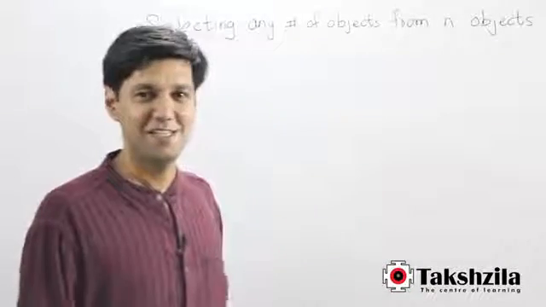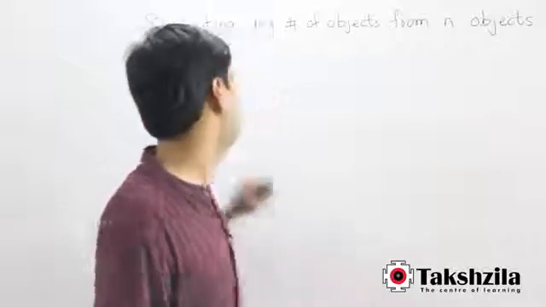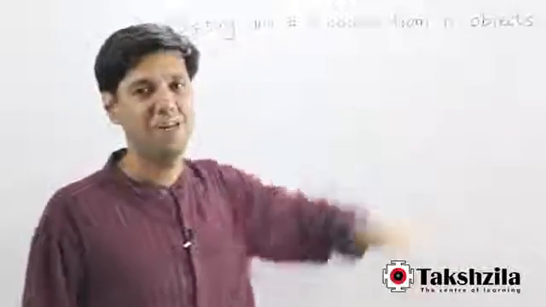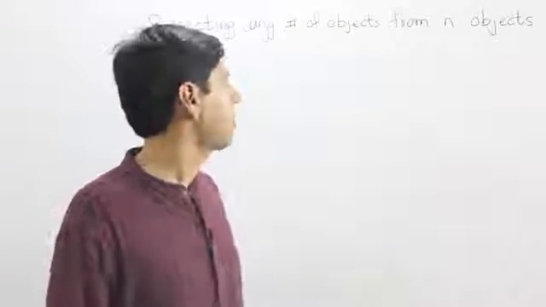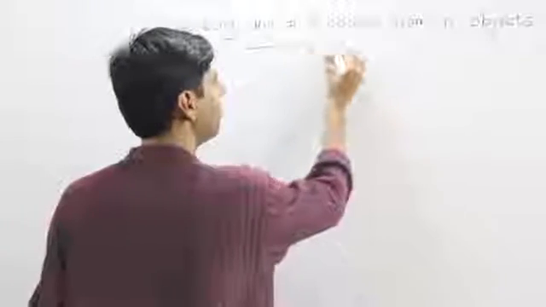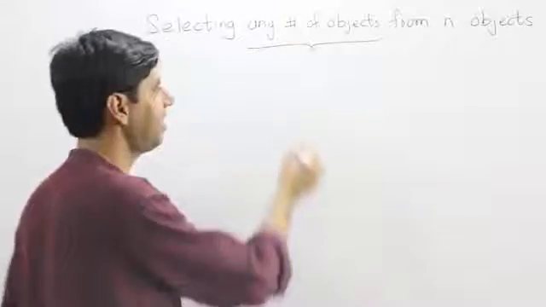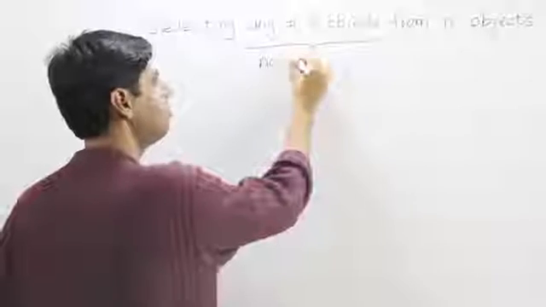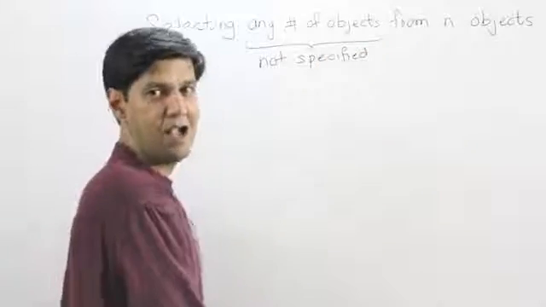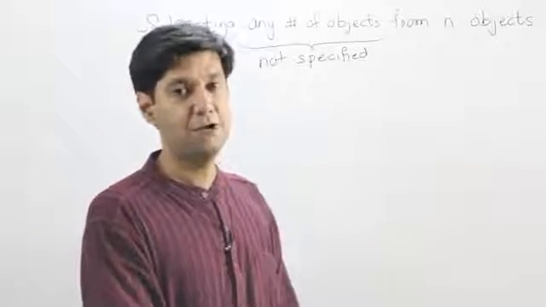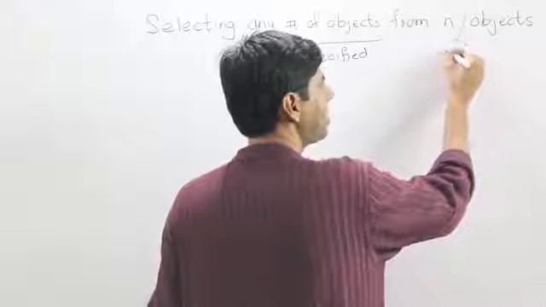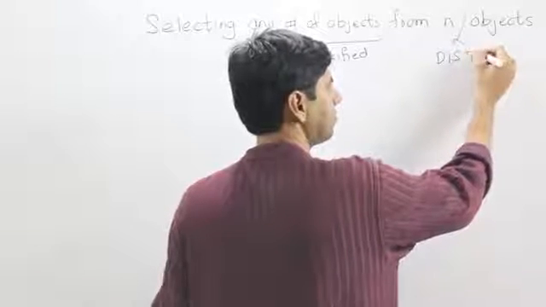Yet another application of combination or C is selecting any number of objects from a given n objects. Why is this different? The number of objects that you are selecting is not specified. You could select any number of objects. Now there are two branches in this and you need to make a clear distinction between them. The first is n distinct objects.